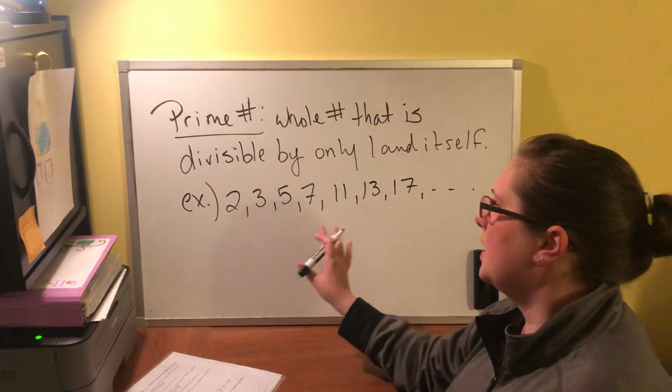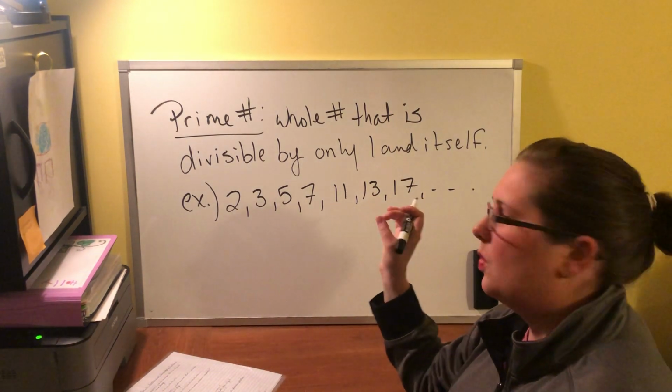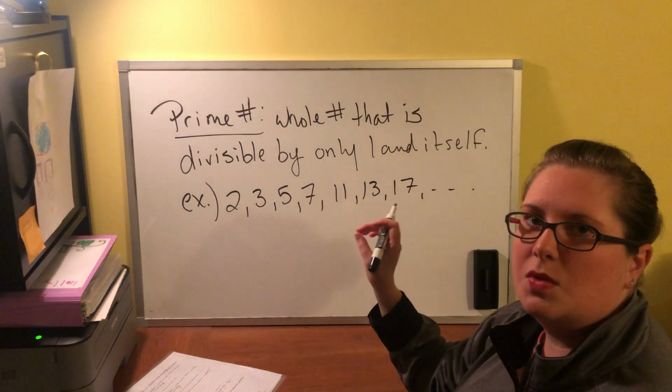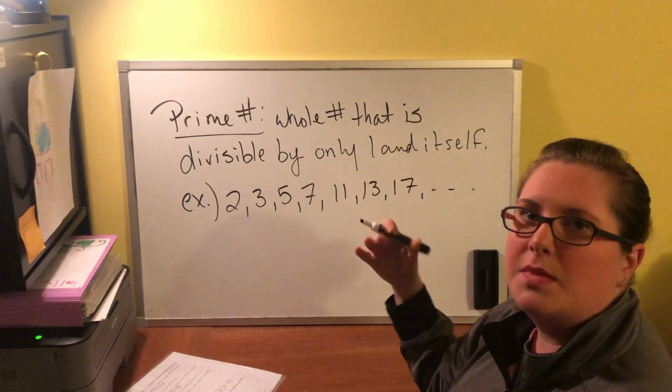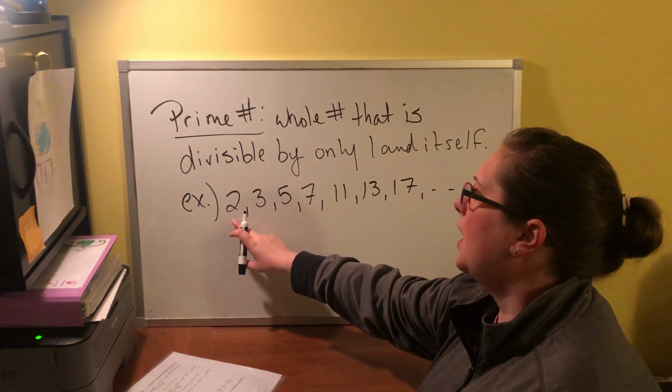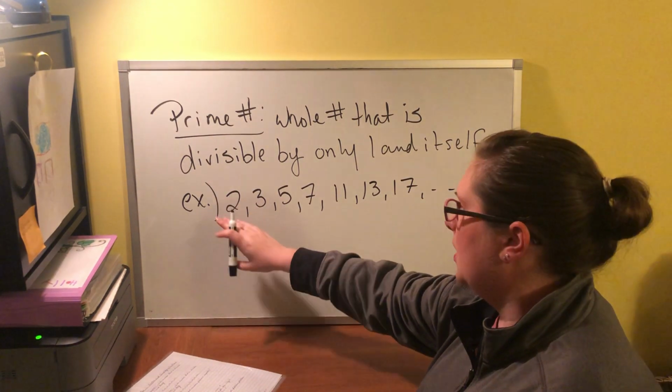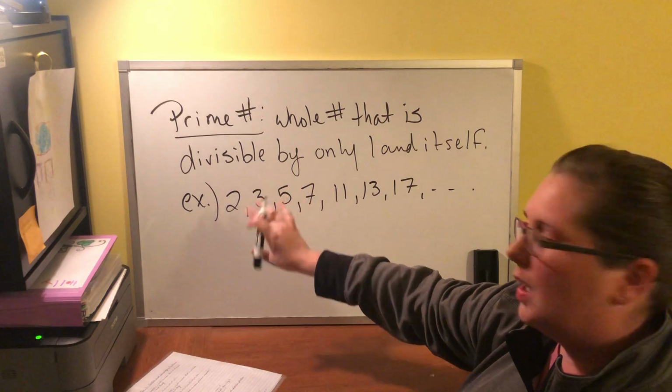Okay, so these numbers I can only come up with the whole number 2 and 1. 2 times 1 is 2, right? 3 times 1 is 3. Same thing if I divided it. 2 divided by 1 is 2, and that's the only way that I can divide that, okay?